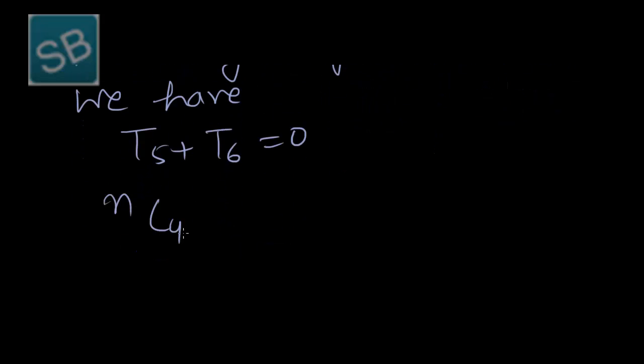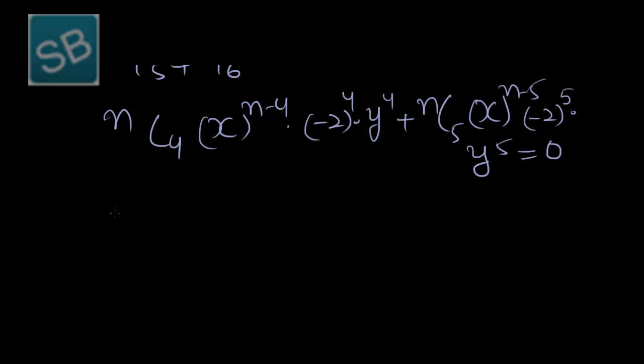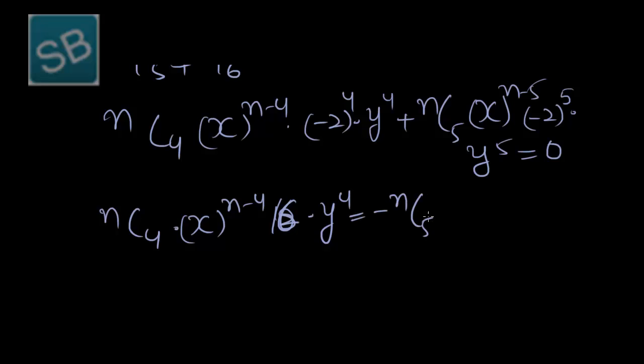That is nC4 x raised to power n minus 4 into minus 2 raised to power 4 into y raised to power 4 plus nC5 x raised to power n minus 5 into minus 2 raised to power 5 into y raised to power 5 is equal to 0. So we get nC4 into x raised to power n minus 4, 2 raised to power 4 is 16, into y raised to power 4 is equal to minus nC5, x raised to power n minus 5, into minus 32, y raised to power 5.